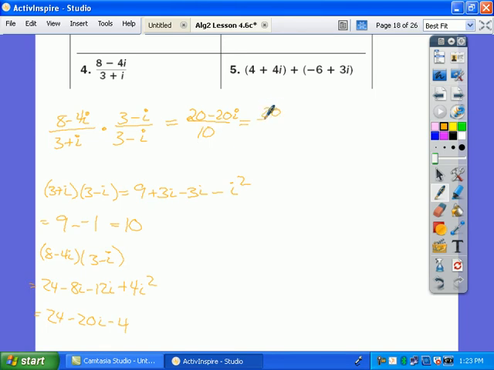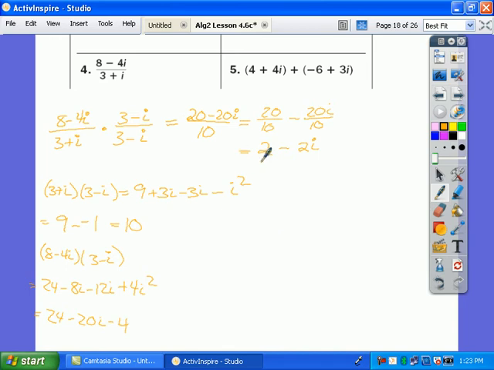Right? So I can break this up as 20 over 10 minus 20i over 10. Okay, so remember that both parts in the numerator are getting divided by the 10. And of course, 20 divided by 10 is 2, and 20 divided by 10 is 2. And so it would yield an answer that looks more like that.